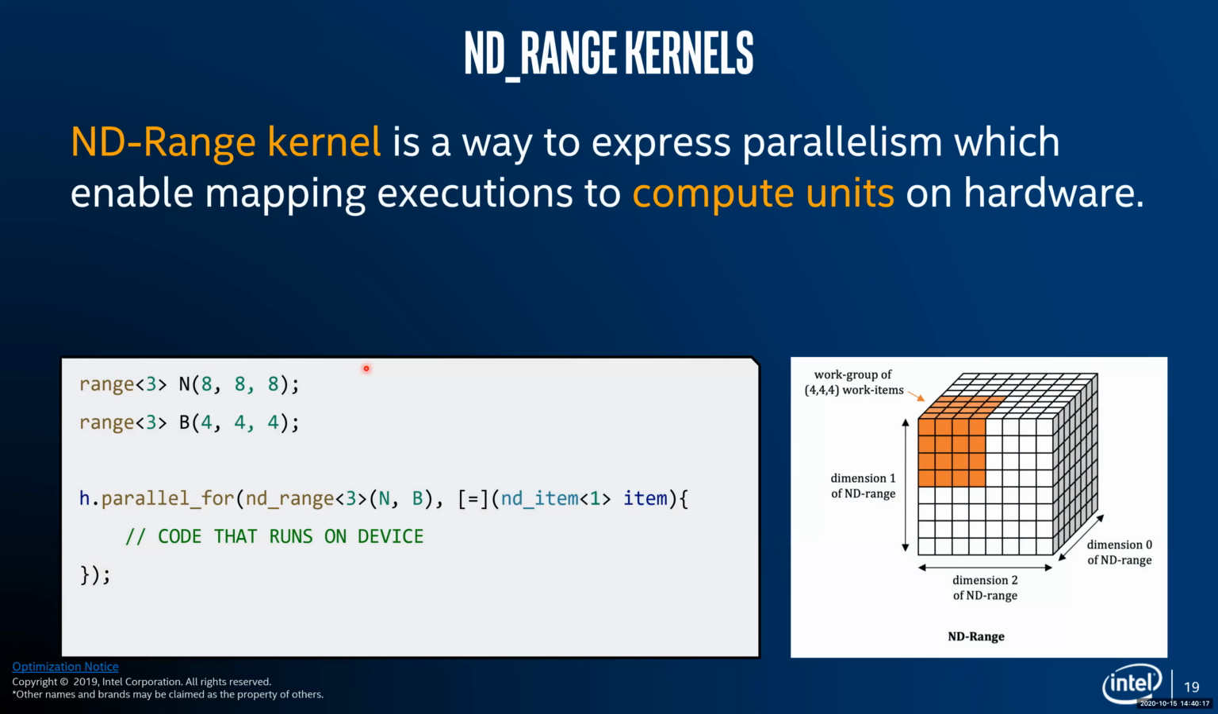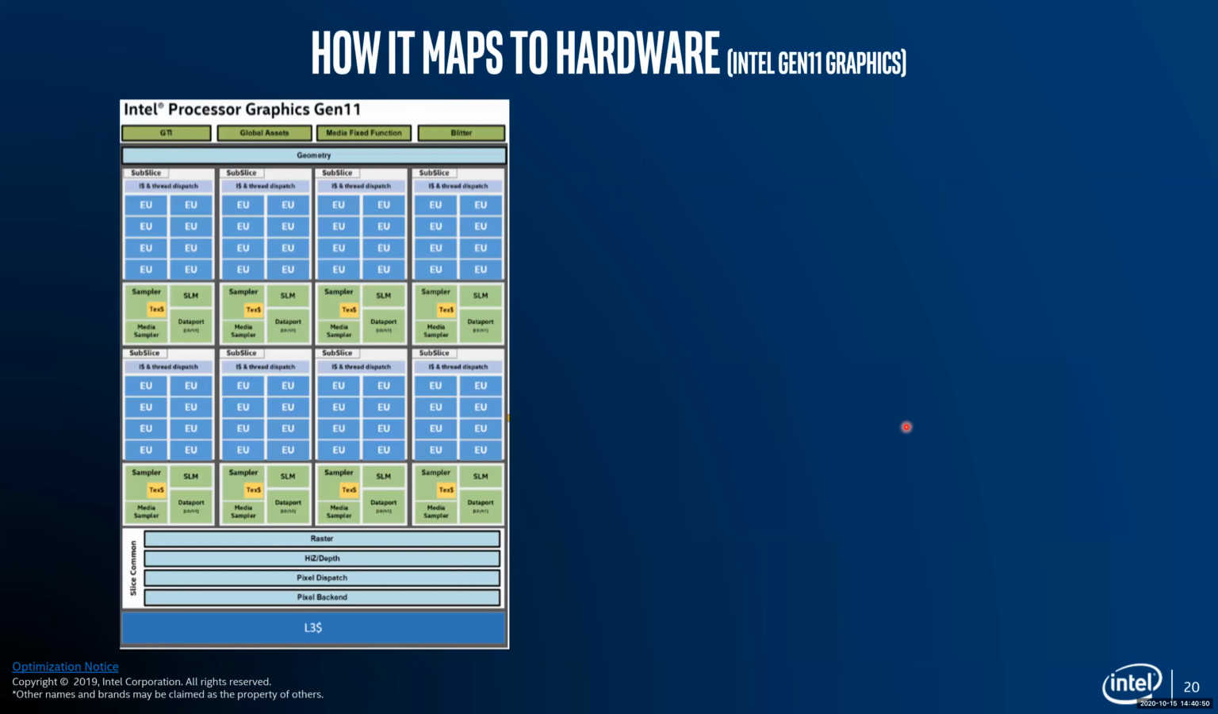So let's just recap ND range kernels, right? ND range kernels is a way to express parallelism, which will enable you to map execution to what's called compute units on the hardware. So in this example, let's say this is your entire iteration space, which is 8 by 8 by 8, a three-dimensional space. And we have divided it into smaller blocks of size 4 by 4 by 4. We do this so that we can map executions to the hardware.